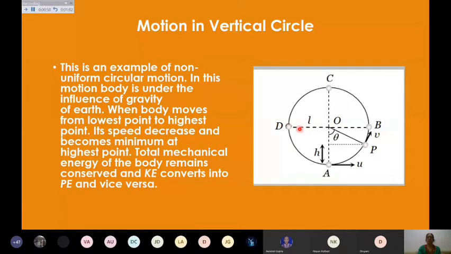When you are moving from the lower point to the higher point, the velocity of the body is also changing. It means speed is decreasing and it becomes minimum at the highest point. But as we have discussed in the work energy chapter, gravitational force is a conservative force. So total mechanical energy remains conserved.